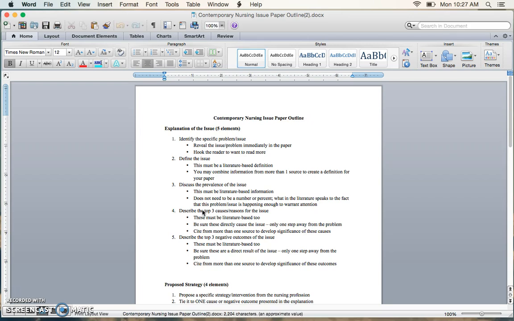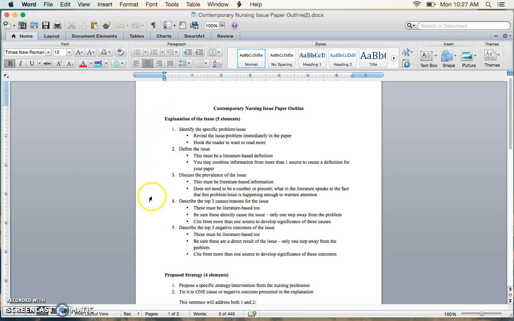So this is the outline for the Contemporary Nursing Issue paper. The explanation of the issue includes these 5 parts. You will be telling me what the problem or issue is. You will specifically define the issue from the literature. You will discuss the prevalence of the issue. You will talk about the top 3 causes or reasons this issue exists, and then you will talk about the top 3 negative outcomes or problems with this issue.